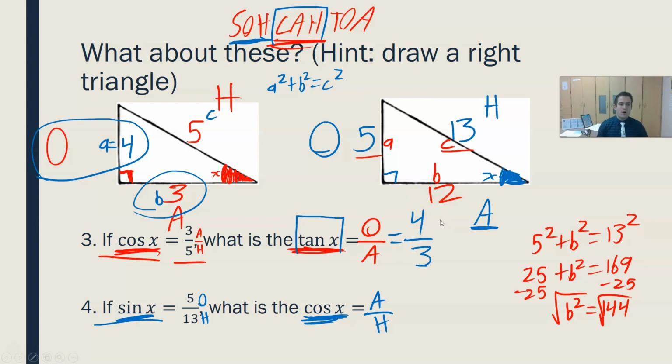Now that I know all the sides of this right triangle, cosine of x, being adjacent over hypotenuse, is going to be 12 over 13. That's what the cosine of x is.